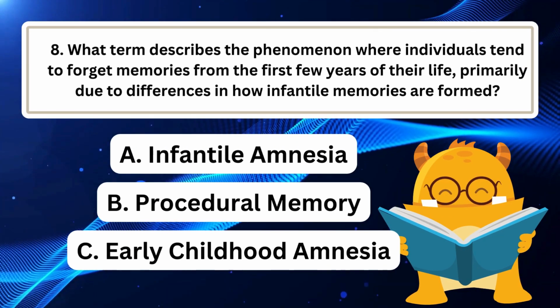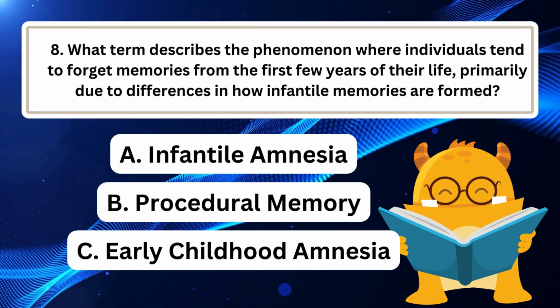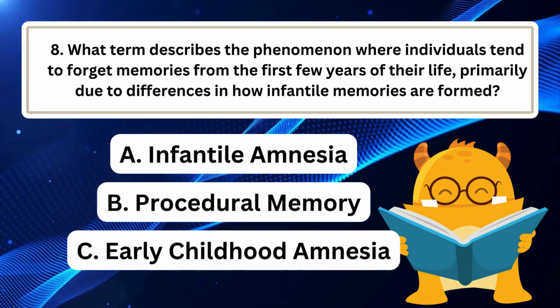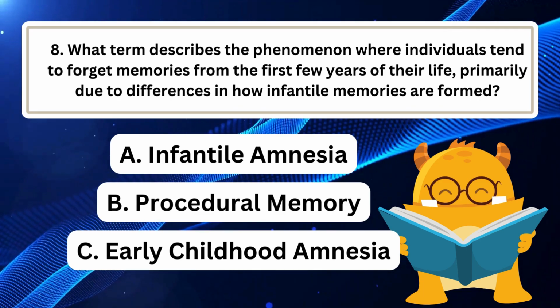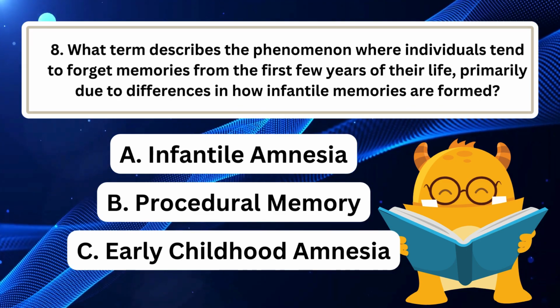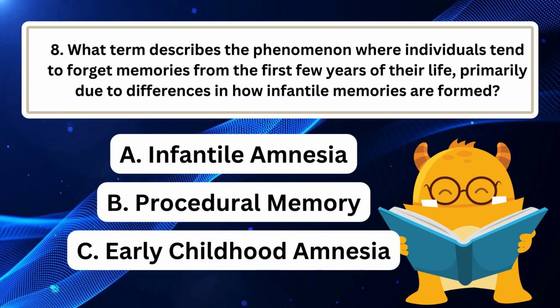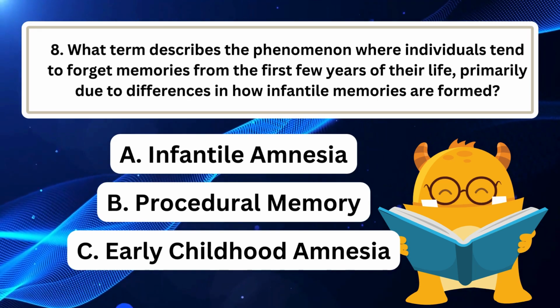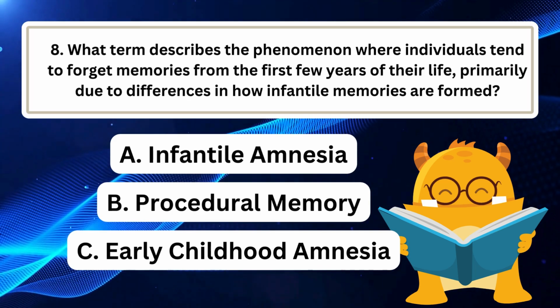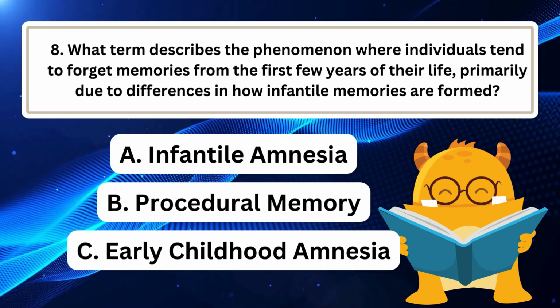8. What term describes the phenomenon where individuals tend to forget memories from the first few years of their life, primarily due to differences in how infantile memories are formed? A. Infantile amnesia. B. Procedural memory. C. Early childhood amnesia.